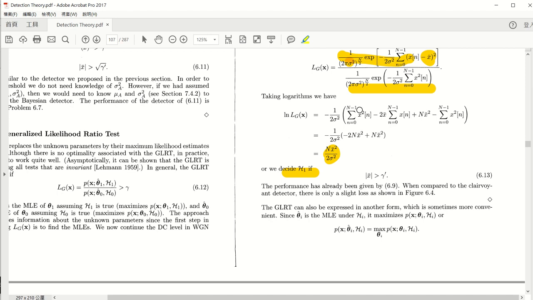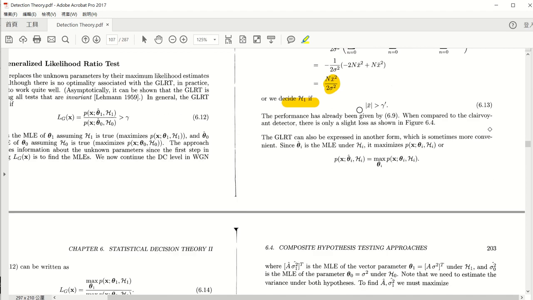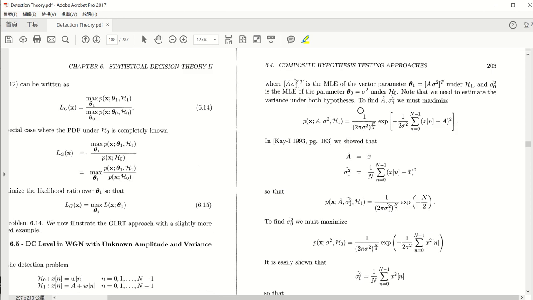Okay, so we will end the chapter here and go to chapter 7.